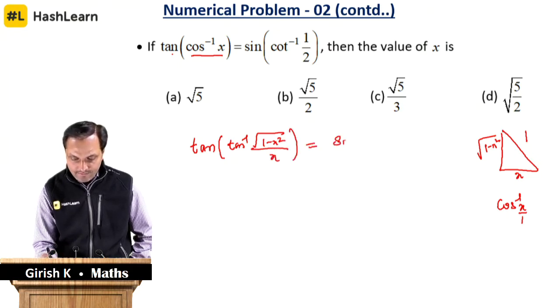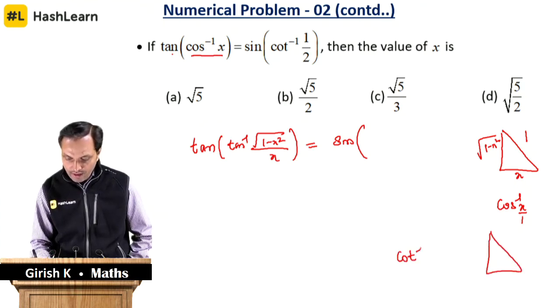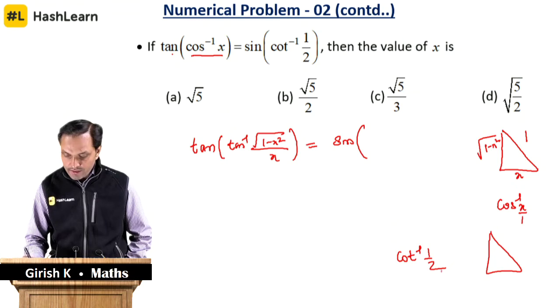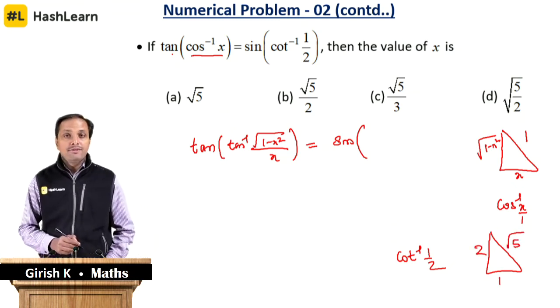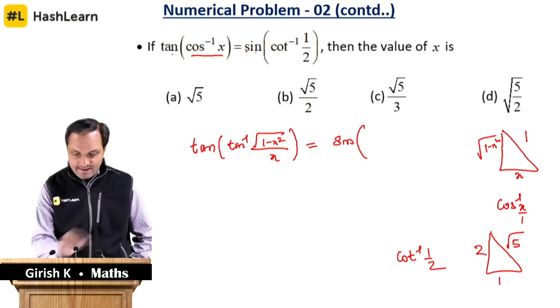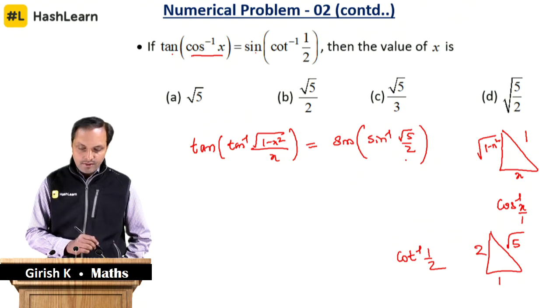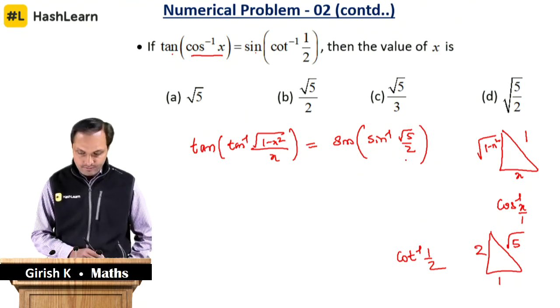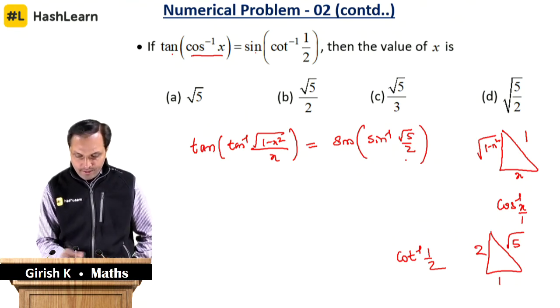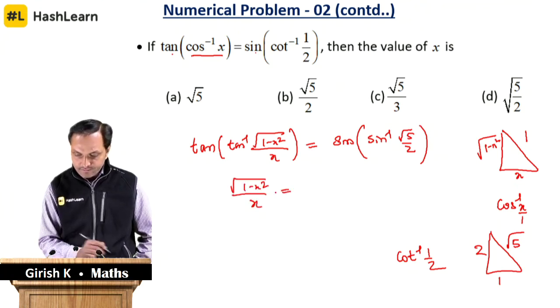And sine is here. So cot inverse 1 by 2. So tan is 2 by 1. And this is nothing but root 5. You know that 2 square is 4 plus 1 is 5. Root 5 is the hypotenuse. Here is sine. Sine inverse will give you what? Root 5 by 2. So what does that give you? This is root of 1 minus x square by x.